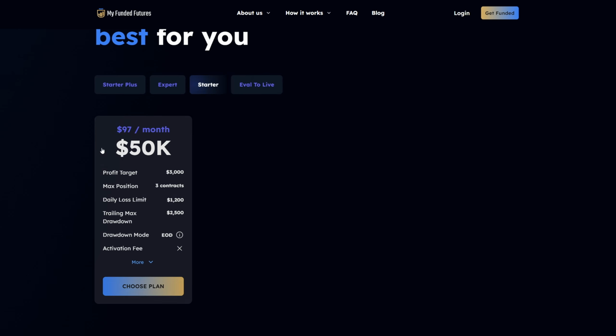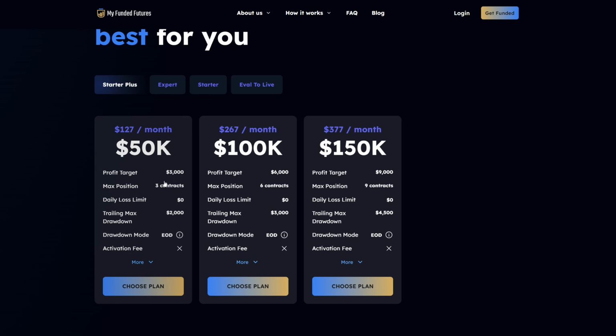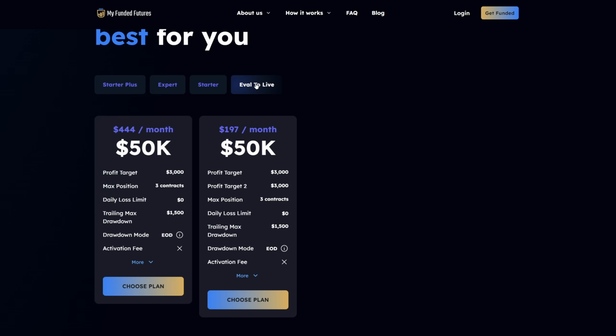Well, one, it is the cheapest plan out there. Number two, I get the most amount of drawdown within this plan. If we look at the trailing drawdown, we get $2,500. And if we look at the starter plus plan for the 50K account, we only get $2,000 drawdown. In the expert plan, we only get $2,000 drawdown. In the eval to live account, you only get $1,500 of drawdown. So for me, it's pretty much a no-brainer. I pay less for the evaluation, I get more drawdown, which then makes it easier to pass the evaluation phase.